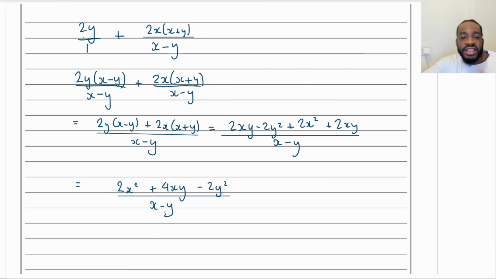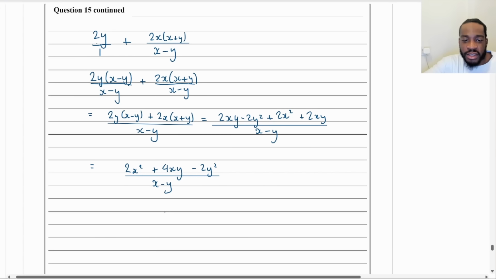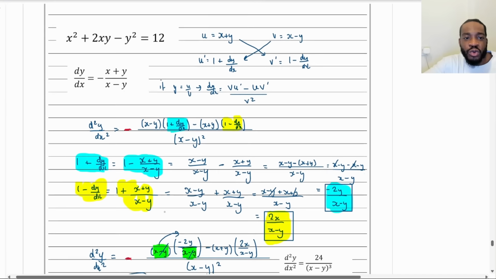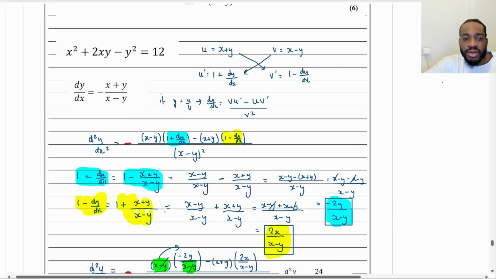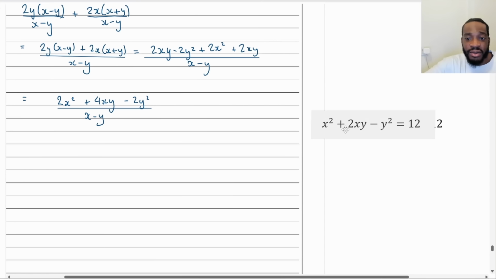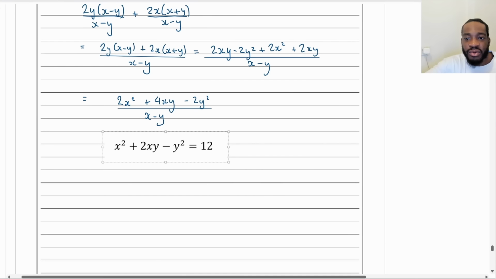Now, remember with these type of questions, it's all about algebra. So I've got 2x² + 4xy - 2y². If I look at the original curve, I've got x² + 2xy - y² = 12, don't I? So let's just grab that and put this here, because this is going to help us immensely, right? So if I put that there, this is a fact, by the way. This is the equation of the curve. What we have right here is exactly double, no?